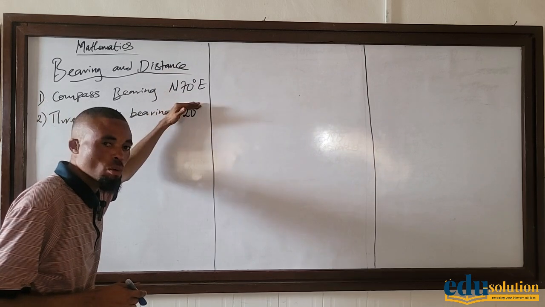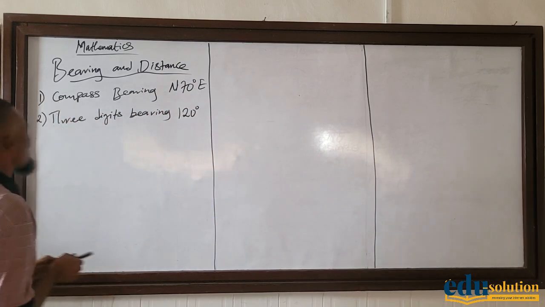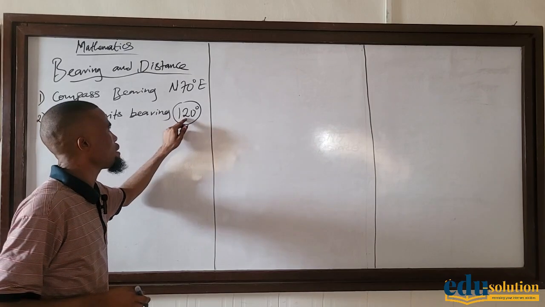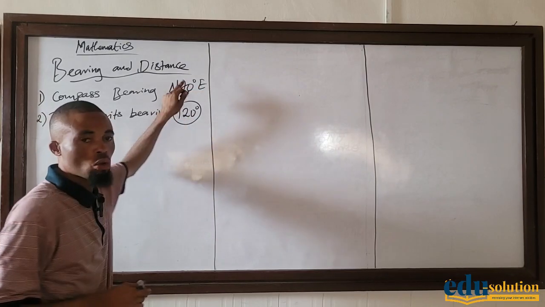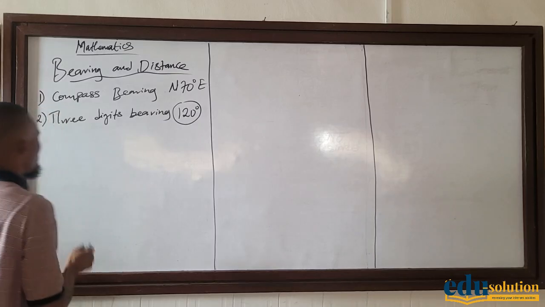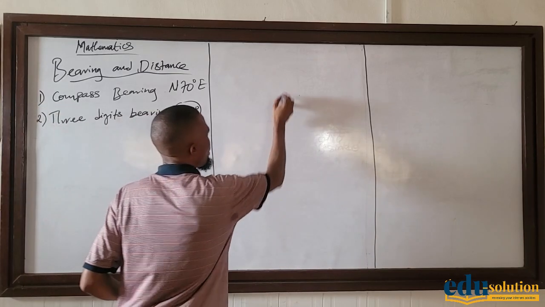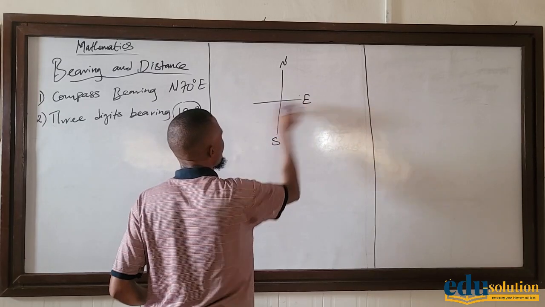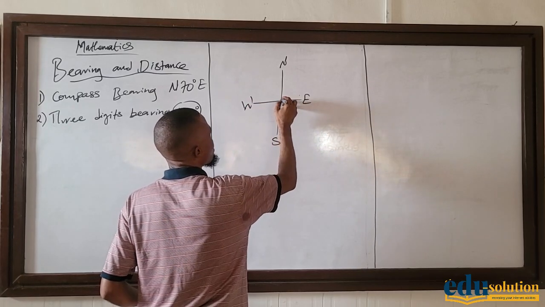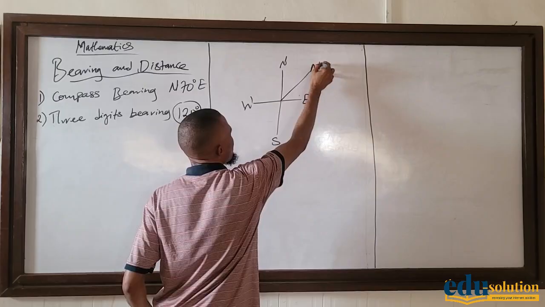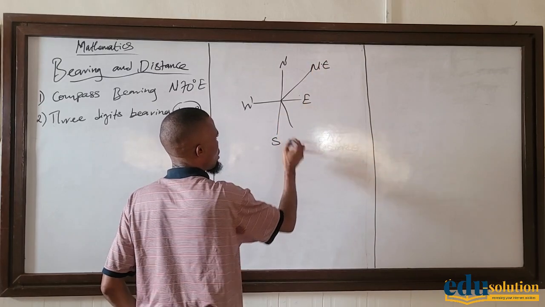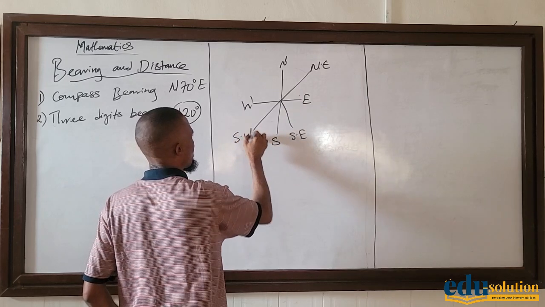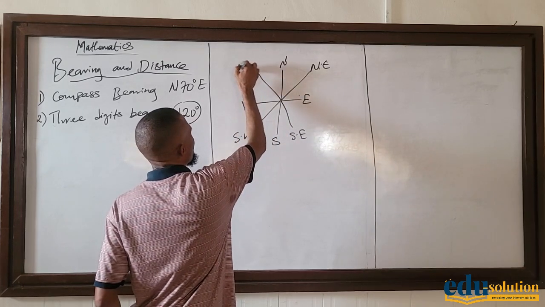Meanwhile, we can convert from one to the other. So now let's take an example. Let's assume we have this bearing, and of course you know this is three digits. We want to convert this bearing to compass bearing. What we do is draw the cardinal points. We have learned that this is the north, this is the south, this is the east, and this is the west. Anything traveling in this direction, we can call it northeast. In this direction, southeast. In this direction, southwest. And in this direction, northwest.